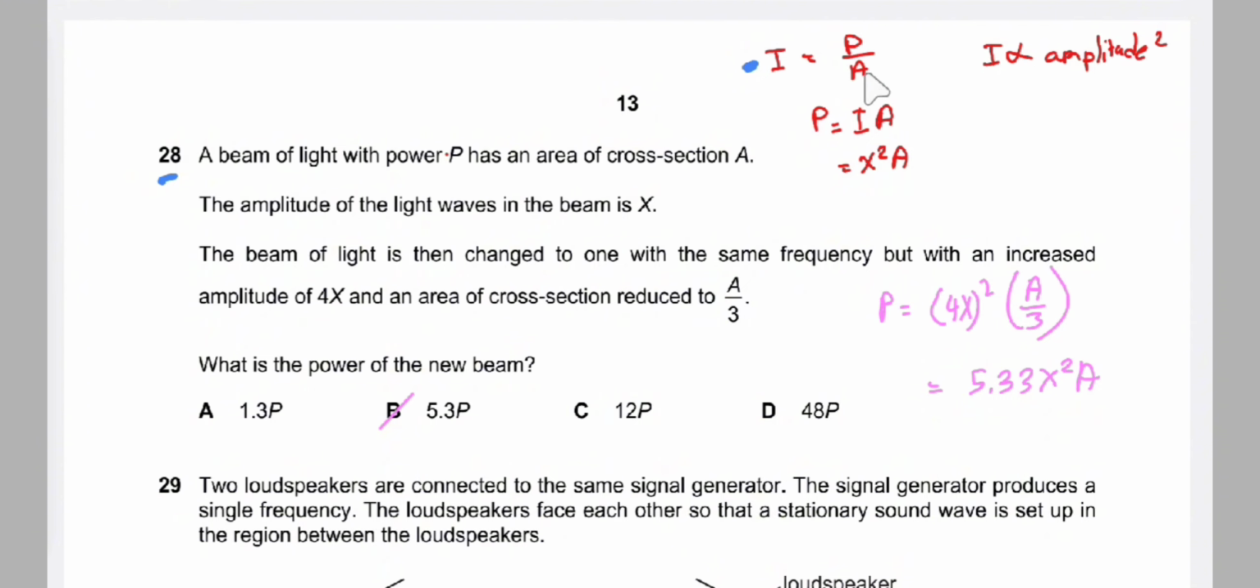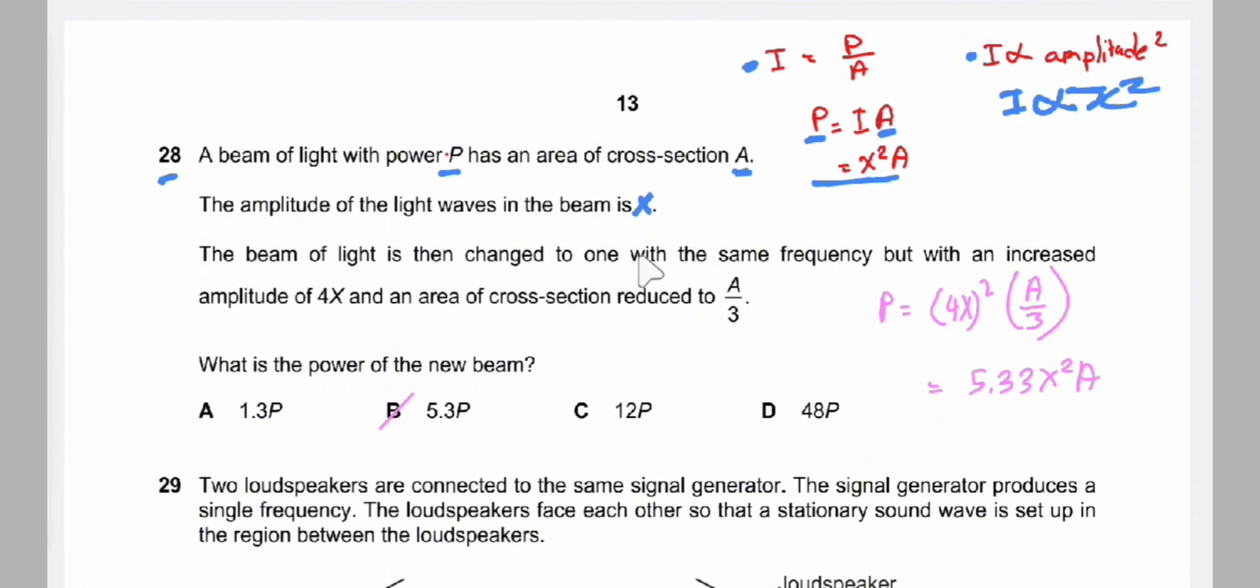So intensity is power per unit area, and intensity is directly proportional to amplitude squared. For the first case, we are given the power, that is P, and the area, that is A, and the amplitude, that is X. So intensity is directly proportional to X squared. That means if the intensity is I, then power is equal to X squared A. That is for the first case.